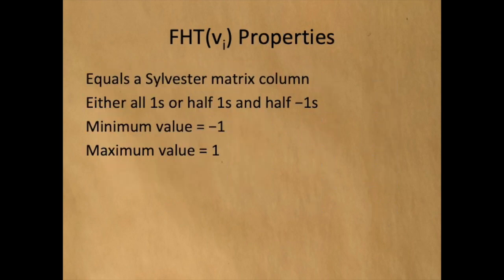So the properties of the fast Hadamard transform of any vector Vi are the same as the properties of the corresponding column of a Sylvester matrix. If i equals 0, then all of the output values will equal 1. Otherwise, half of the output values will equal 1, and the other half will equal minus 1. In either case, the minimum value is minus 1, and the maximum value is 1, and it must be one or the other.